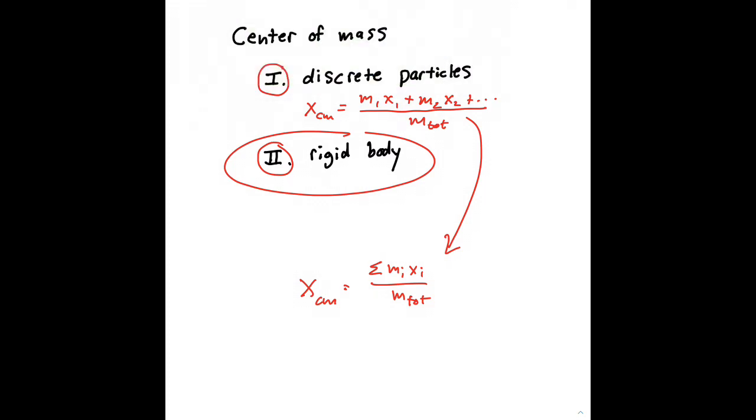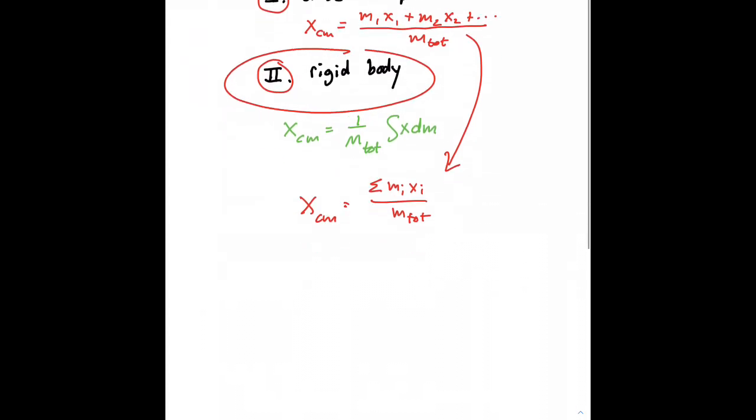When it comes to a rigid body, we use nearly the same formula. We just turn it into the language of calculus and say the location of the center of mass is equal to 1 over the total mass multiplied by the integral of x dm. And I'll give you an example of what we mean by that by finding the center of mass of a rigid body in the shape of a triangle.